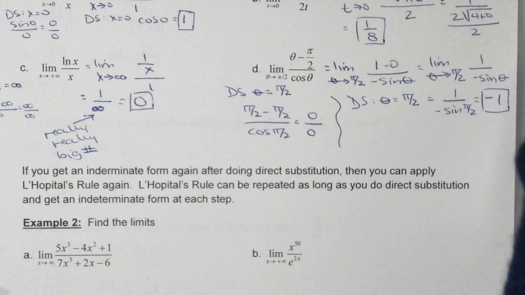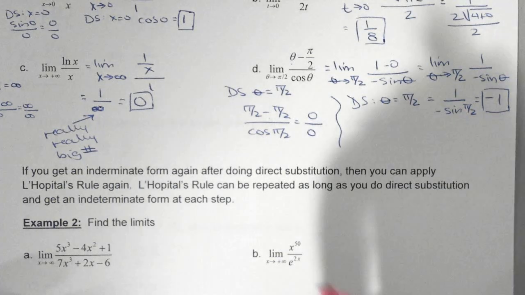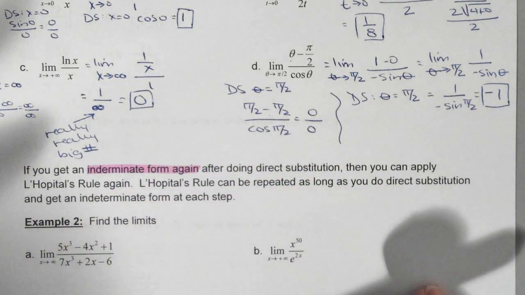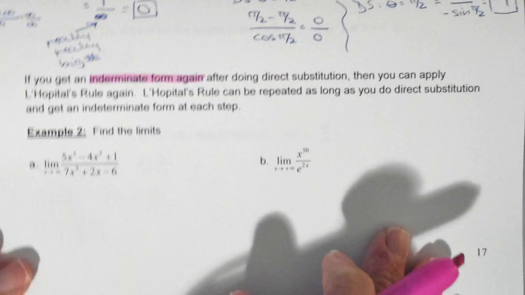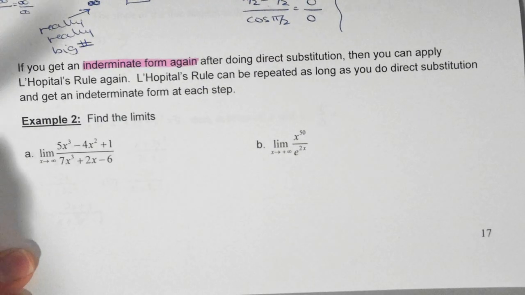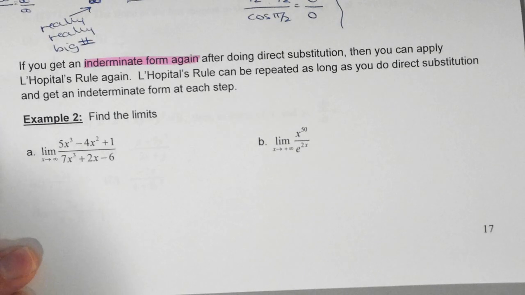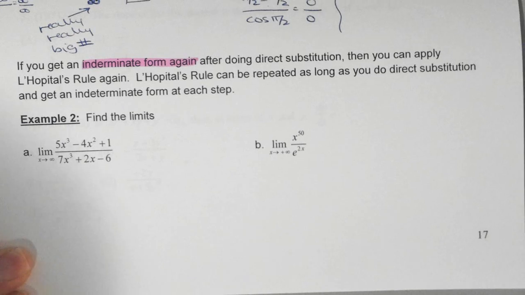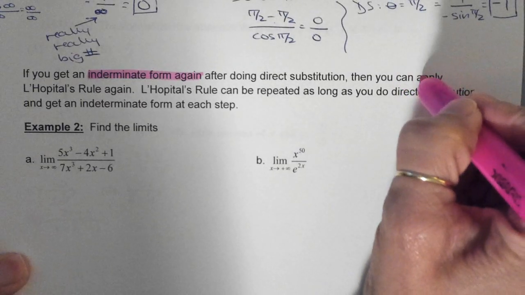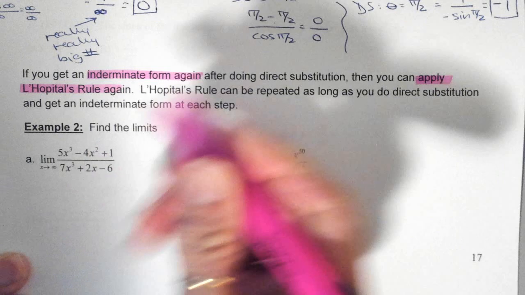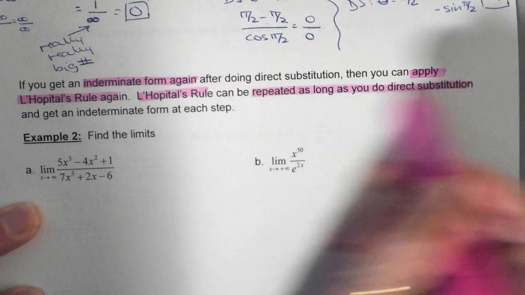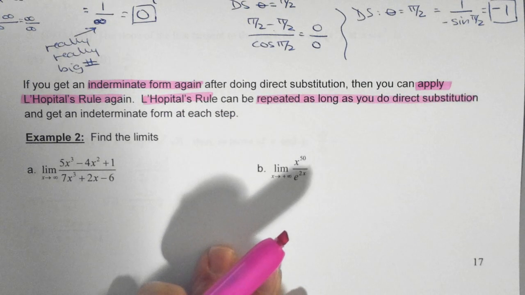Okay, so what this next part is telling me is that if you get an indeterminate form again, meaning the first time I use L'Hopital's and I try direct substitution and I plug my values in, and I get an indeterminate form again, I actually can apply L'Hopital's again. So L'Hopital's can be repeated as long as you do direct substitution after each time you take the derivative.